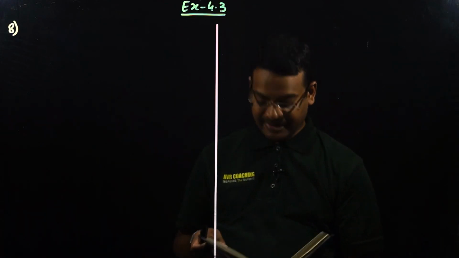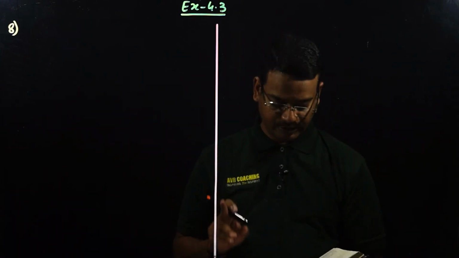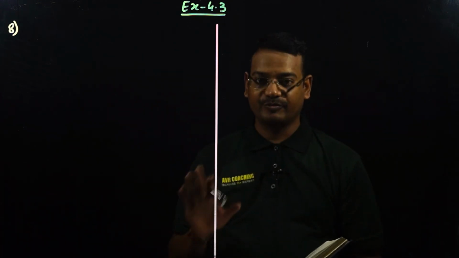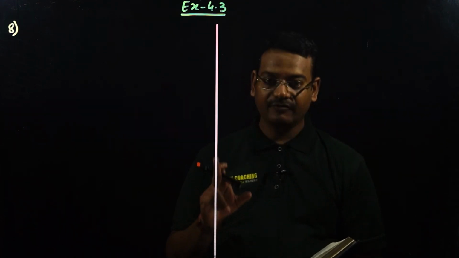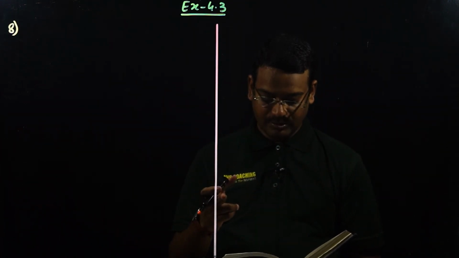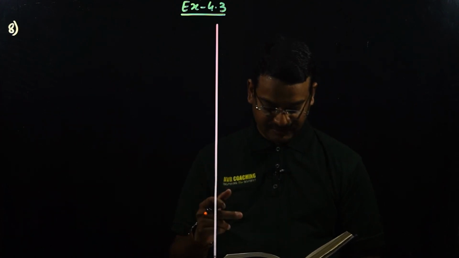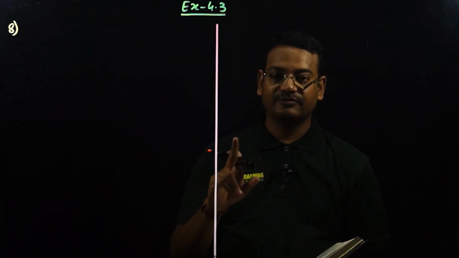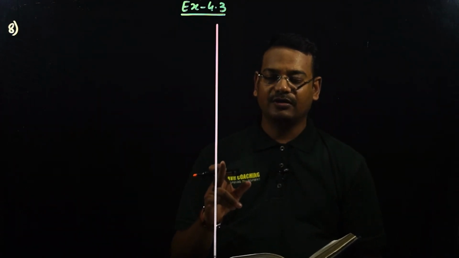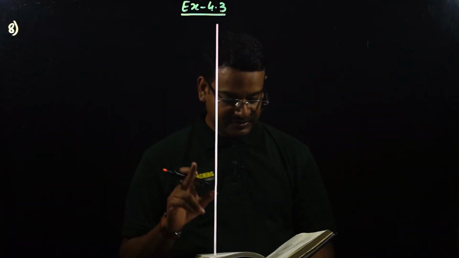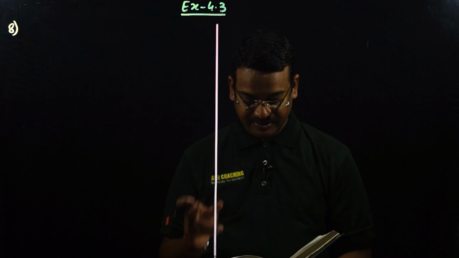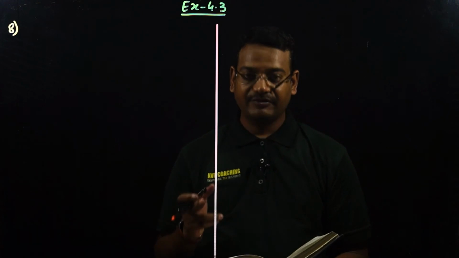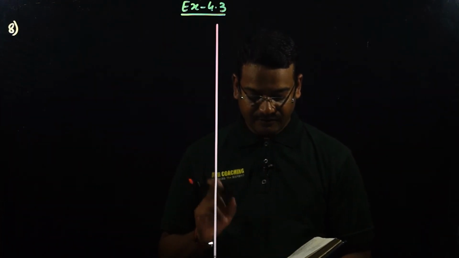Exercise 4.3, eighth problem. It's a train problem and very important. A train travels 360 kilometers at a uniform speed. If the speed had been 5 kilometers per hour more, it would have taken 1 hour less for the same journey. Find the speed of the train. So first we'll again understand the question. The total distance to be traveled is 360 and if the speed had been 5 kilometers more per hour, then it would have taken 1 hour less for the same journey. Find the speed of the train.